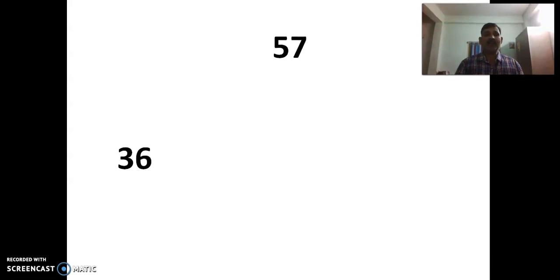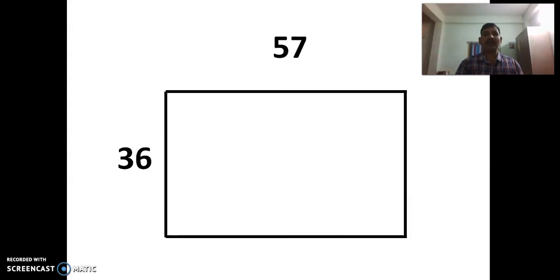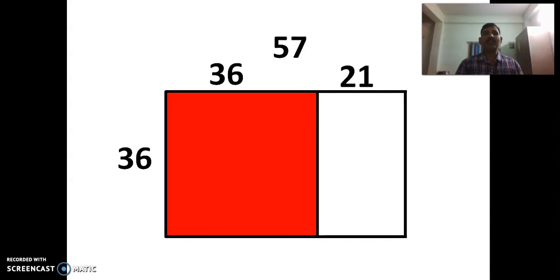For doing this, we are considering two measurements. Here I considered 57 and 36. With these dimensions, I draw a rectangle. Now, we have to make it into squares. Of course, a 57 by 57 square is not possible here. So, the other possibility is a 36 by 36 square. Just remove that 36 by 36 square. Then you are left with a rectangle whose measurements are 36 by 21.